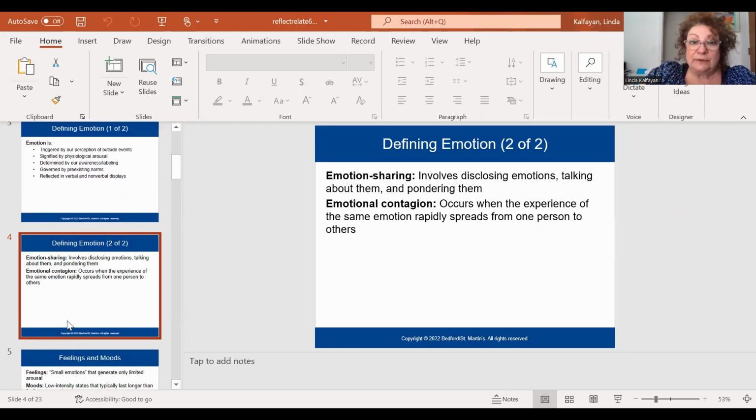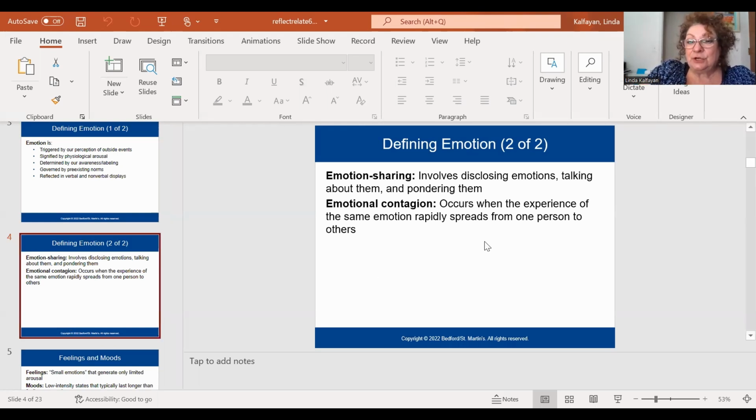So two terms that are very important: emotion sharing and emotional contagion. Emotion sharing involves disclosing emotions, talking about them and pondering them. So I'm feeling sad because I didn't do well on my test, and that you can experience by telling someone else. And that's sharing of emotions. And usually when you share emotions, there's reciprocation. It's not this one-way tunnel, where that would be more venting. And we're going to talk about that too.